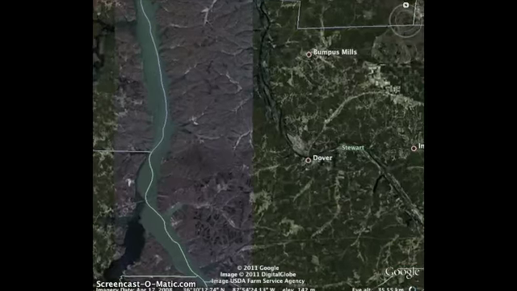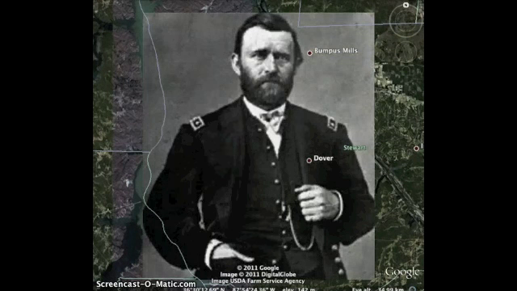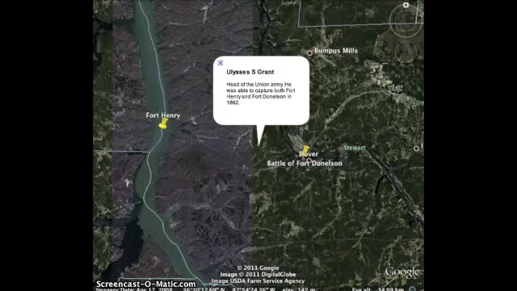Grant really had a big impact right away because he was able to have victories at Fort Henry and at the Battle of Fort Donelson. Okay, so he comes into play in 1862 when he takes both of these, and this was a big morale booster for the Union, because they had just lost the Battle of Bull Run, they had lost Fort Sumter, and these were the first major battles under Grant at this time.